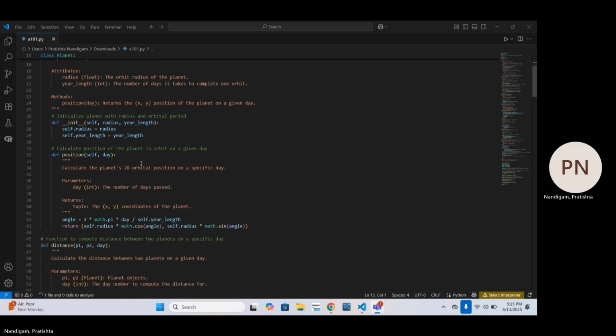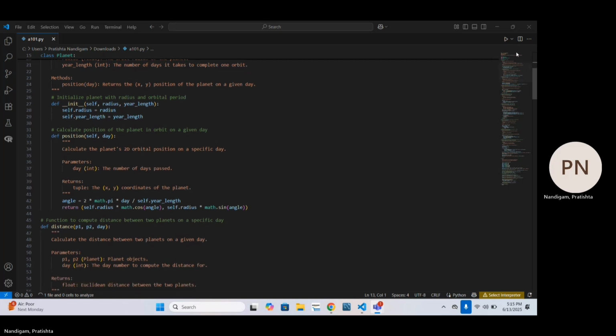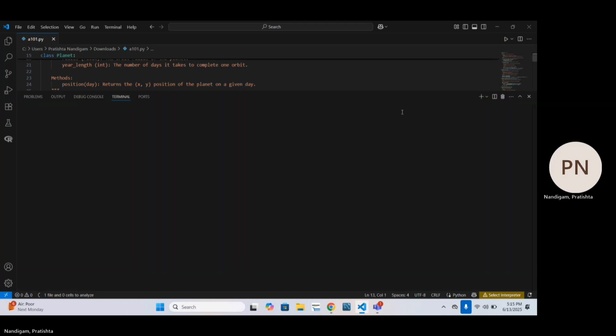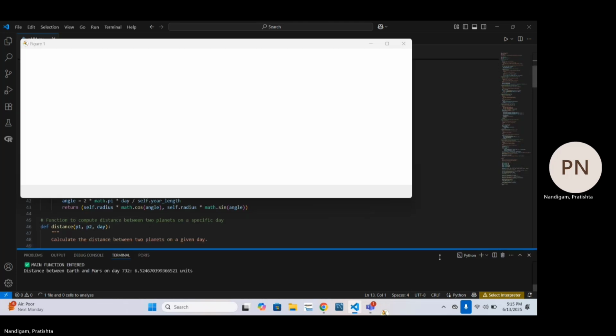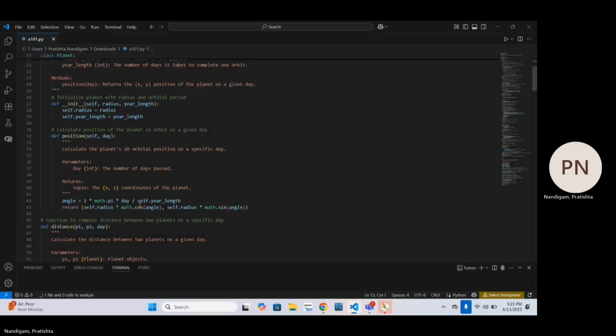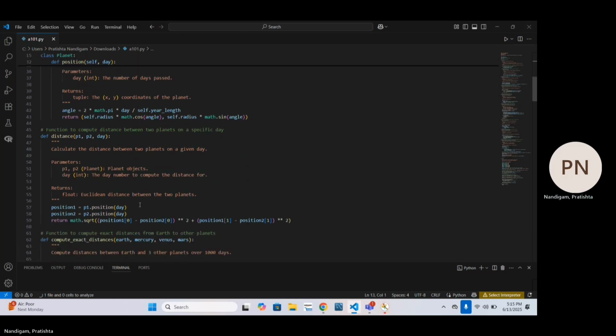The key method is position day, which returns the x, y coordinates of the planet after a given number of days. This uses basic trigonometry. So x is equal to radius times cos of angle and y is radius times sine of angle, where the angle is 2 pi times day divided by year length.